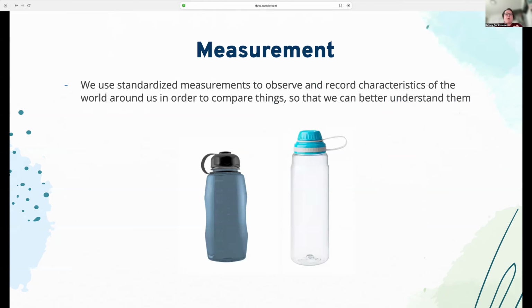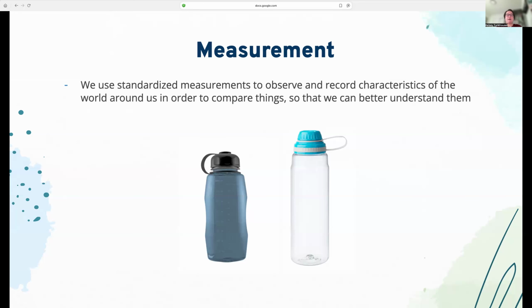Like we can compare my water bottle to your water bottle. Or something more relevant to the topic of interest, but we're on water bottles right now. So first off, we use standardized measurements to observe and record characteristics of the world around us in order to compare things so that we can better understand them. So we can see that your water bottle here is taller than mine. And with something like a water bottle, another useful comparison could be how much water they hold, or the volume. That is usually listed for us on the water bottle, but there are also ways to determine that if they aren't. My water bottle, for example, holds 32 ounces. What about yours?